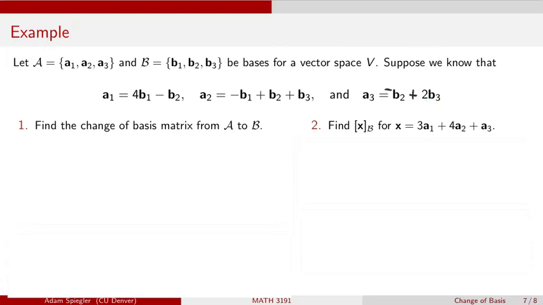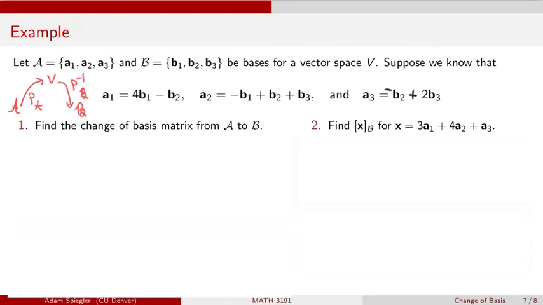And let's say, for example, I have a vector x in our vector space V, and I know what its A coordinates are. I know that this vector x is 3 times A1 plus 4 times A2 plus A3. And I would like to express this same vector in terms of B coordinates. So what weights would I need to combine B1, B2, and B3 to get this same vector x? So we need to find a change of basis matrix to go from A coordinates into B coordinates.